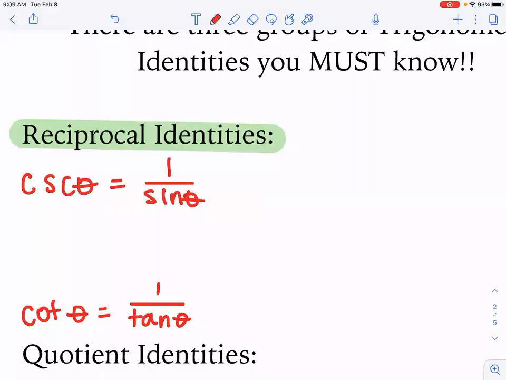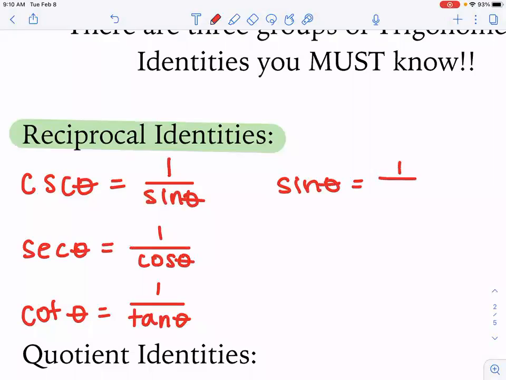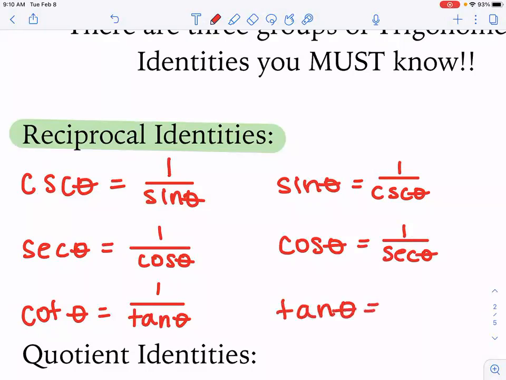Luke, what would this third one be? It is 1 over cosine. Now, those are the main 3, but we're also going to understand that sine is 1 over cosecant. Cosine can be written as 1 over secant, and tangent can be written as 1 over cotangent.